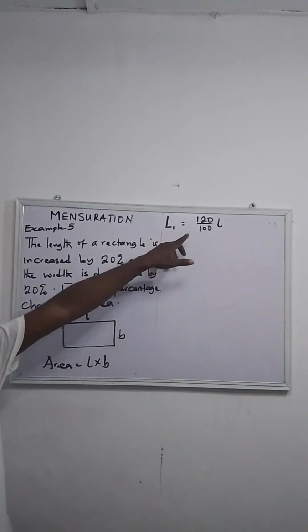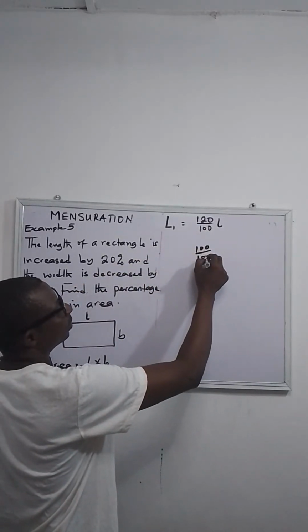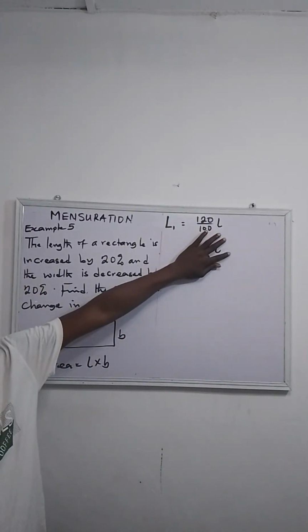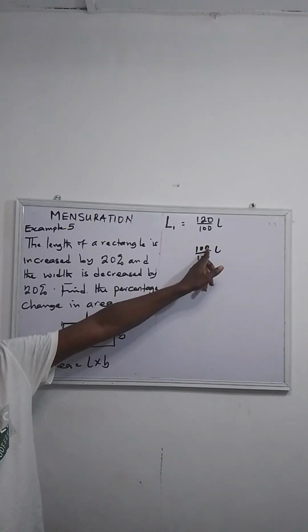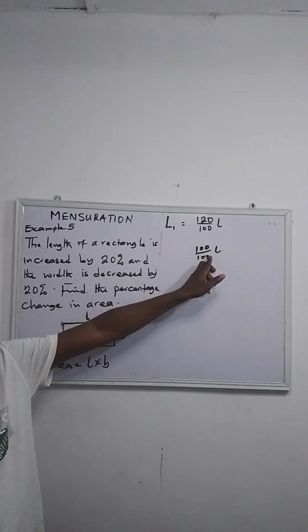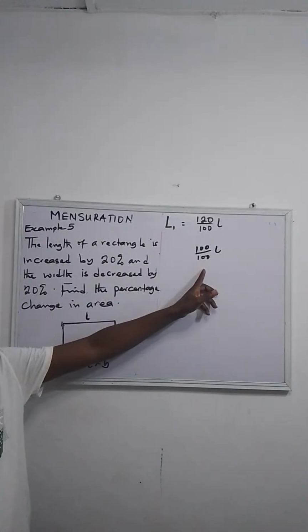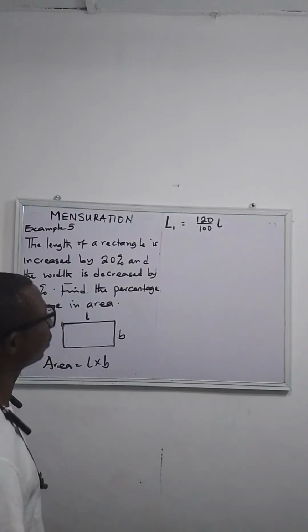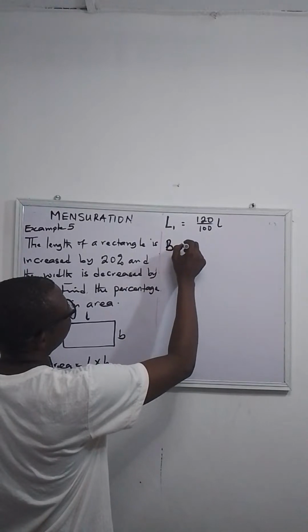Now, initially it is 100 over 100 length, without being increased. Once it is increased, it's no longer going to be 100 over 100 again. It's going to be 100 plus 20 over 100. I hope you understand that. So now what if the breadth is reduced? So what are we going to have? That is B1.